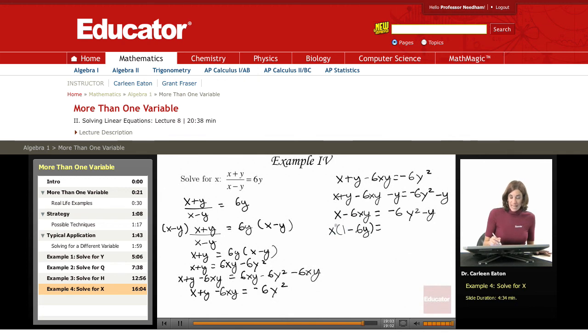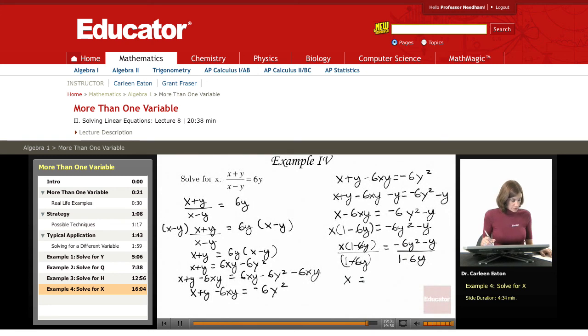So now that I have the x separated out here, I can move this term over to the right side. I'm going to handle that just like I usually do by doing the opposite operation. So I'm going to divide by 1 minus 6y on both sides. These cancel out, and now I have x = (-6y squared - y)/(1 - 6y). So this one was pretty complicated.